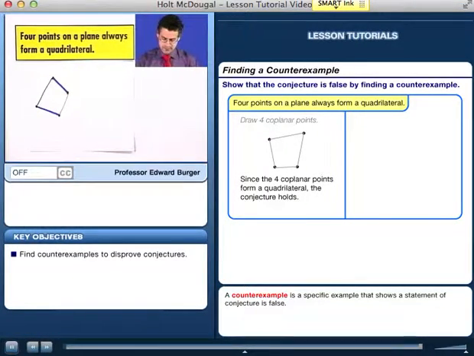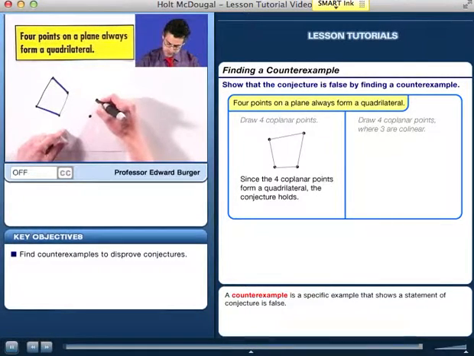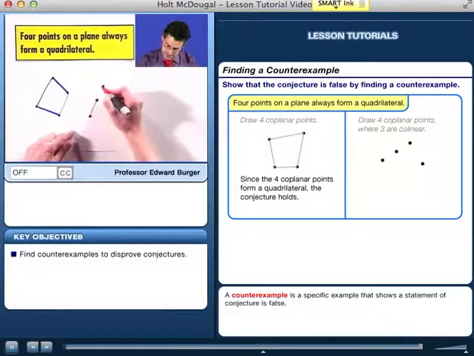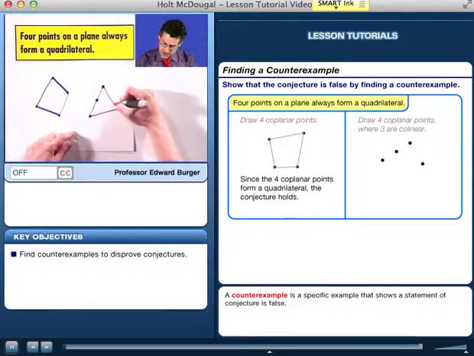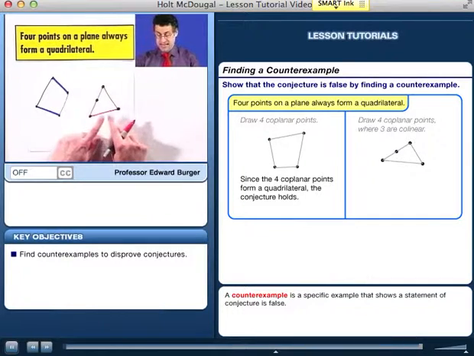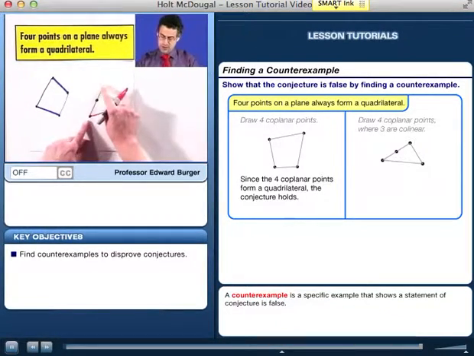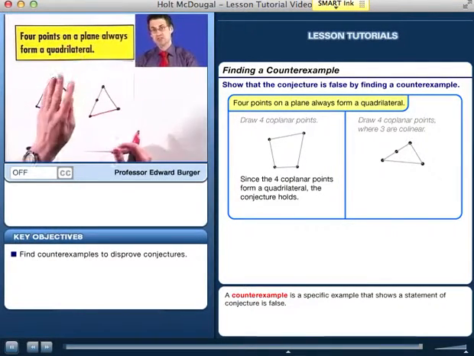And in fact, suppose the points were like this. Not just random points, but these special points. Now, when I connect them, notice what happens. I don't form a quadrilateral, I actually form a triangle. So this provides a counterexample to this statement, because I have 4 points in the plane that don't form a quadrilateral. In fact, they form a triangle. This is false as a statement.